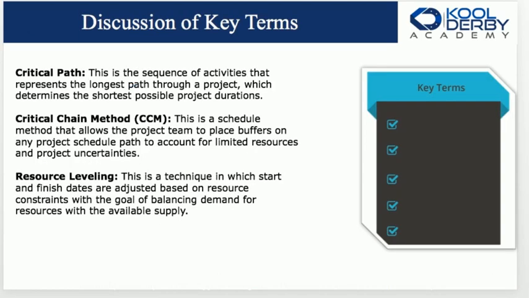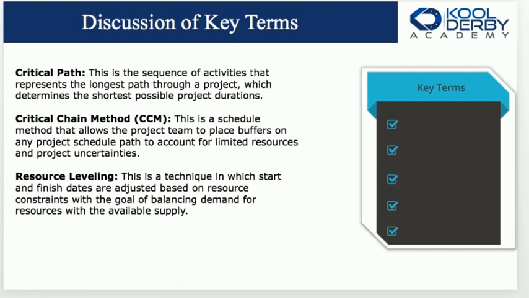Okay, let's look at some key terms. There are many key terms in this section. I picked three, but there are many. This is one of those big ones: critical path. This is the sequence of activities that represents the longest path through a project, which determines the shortest possible project duration. So it is the sequence of activities that gives us the longest path, but it determines the shortest possible way to get there.